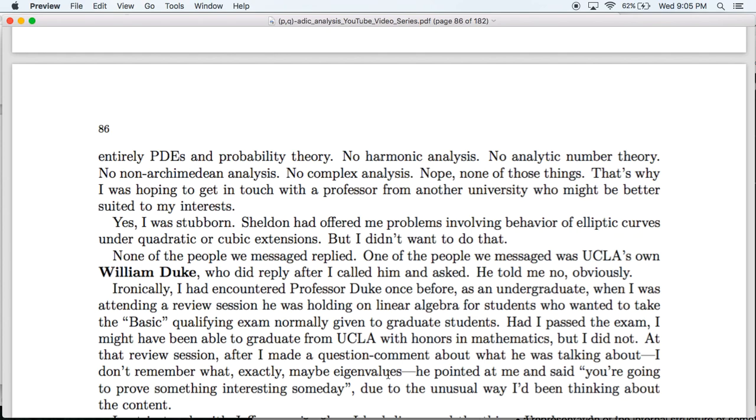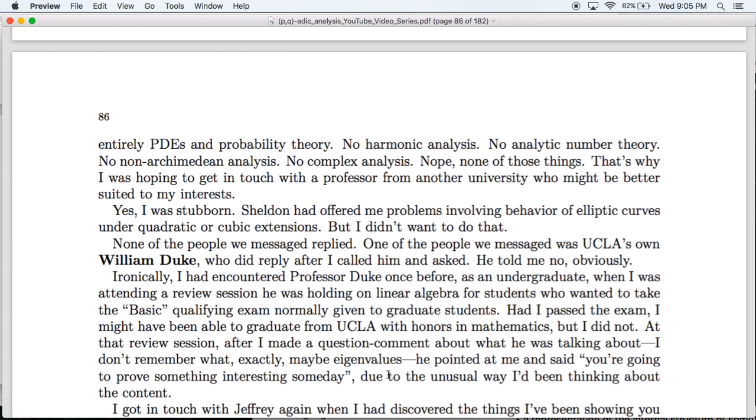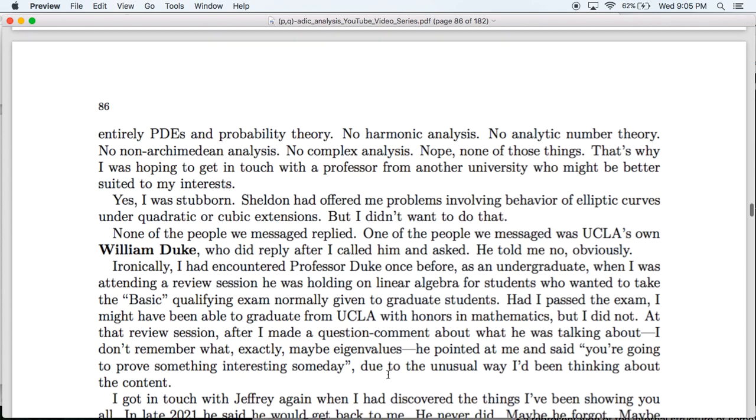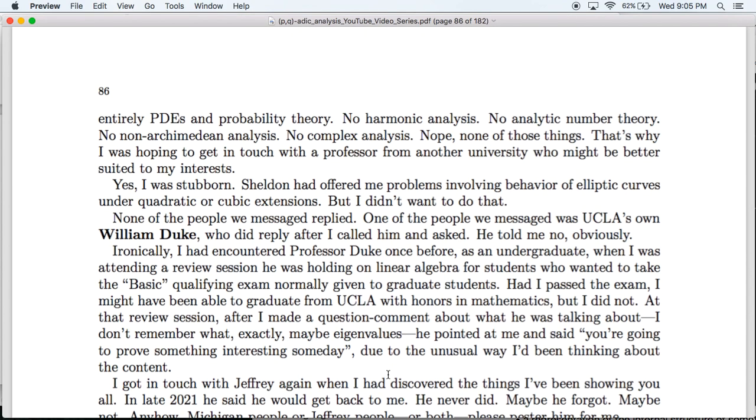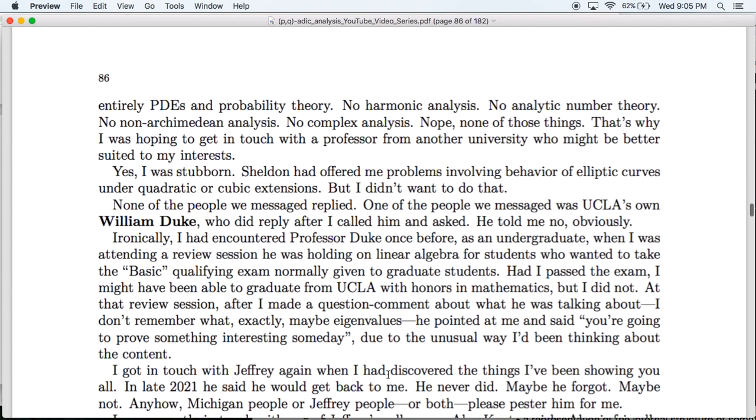He told me no, obviously. Ironically, I had an encounter with Professor Duke once before as an undergraduate at UCLA, when I was attending a review session he was holding on linear algebra for students who wanted to take the basic qualifying exam normally given to graduate students. Had I passed the exam, I might have been able to graduate from UCLA with honors in mathematics, but I did not.